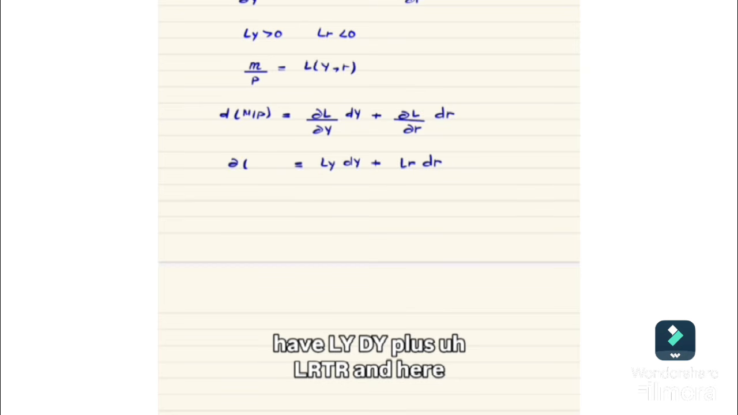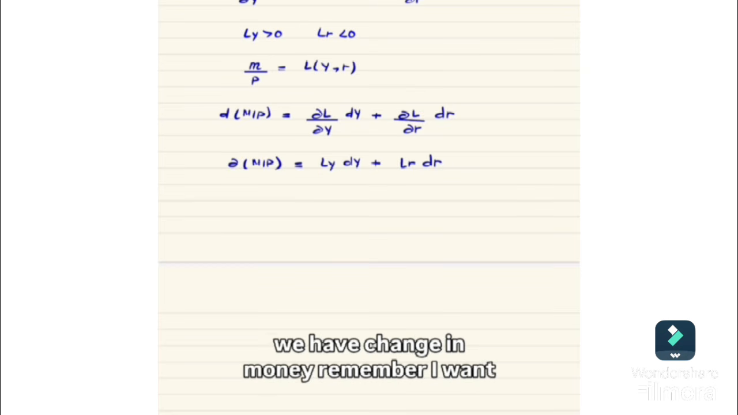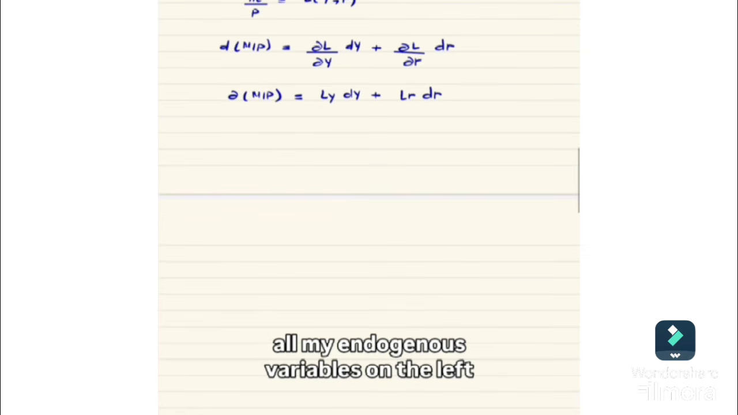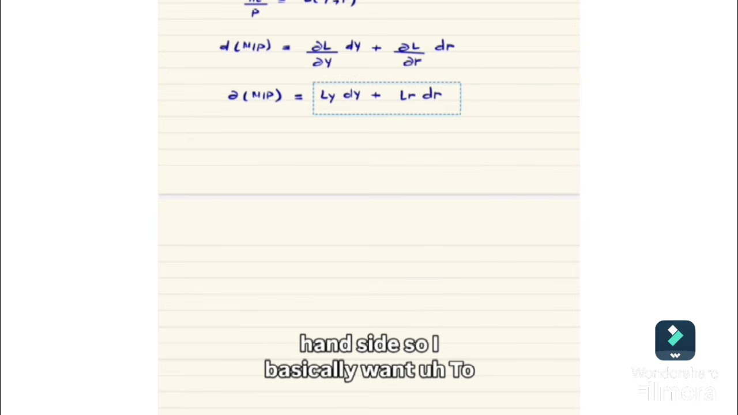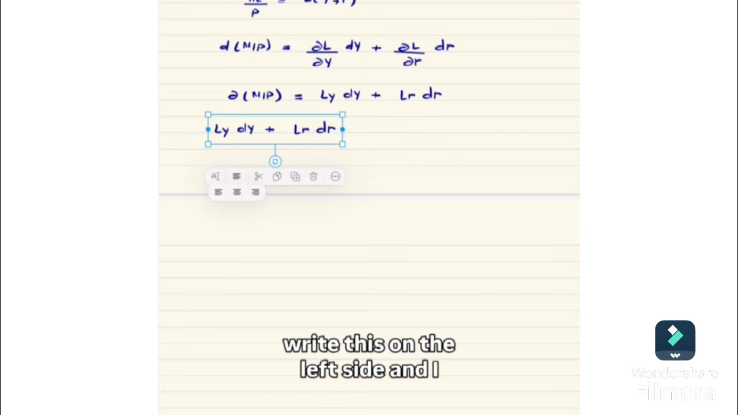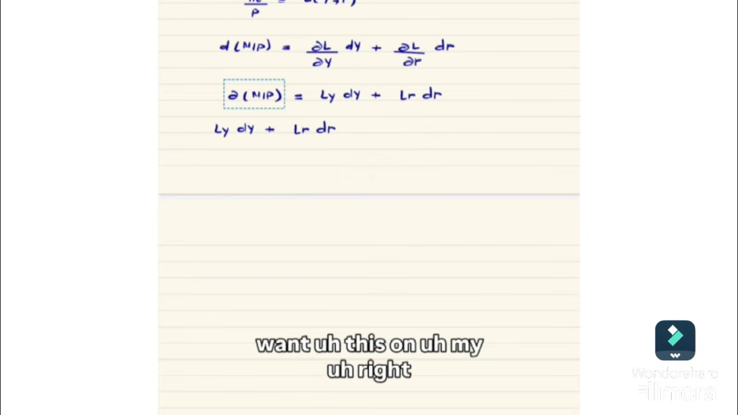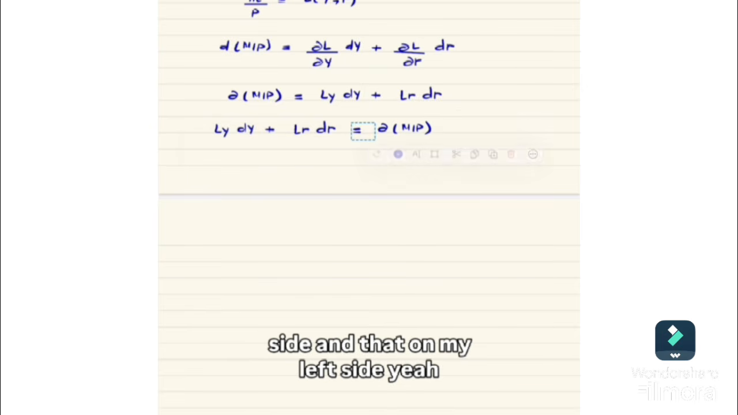Remember, I want all my endogenous variables on the left hand side, so I basically want to write this on the left side, and I want this on my right side and that on my left side. So this right here is my equation 2.